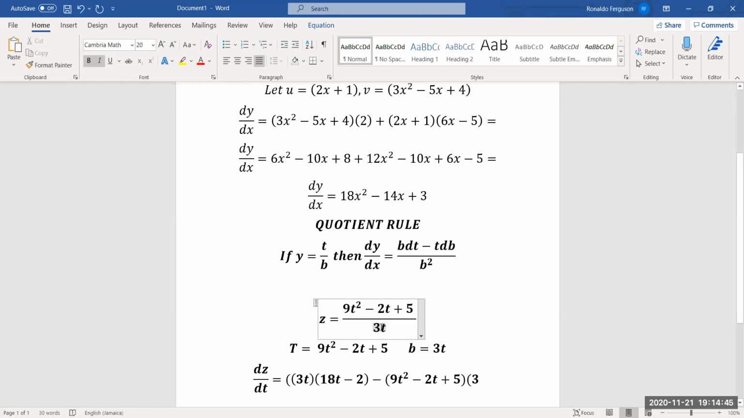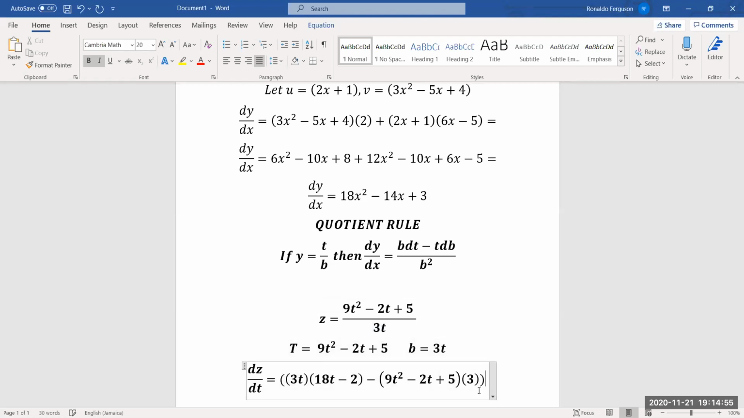When you differentiate 3t, it's just 3. Very good. Then it's all over the bottom squared. What's the bottom squared? Not 3t squared, it's 3 squared t squared, which is 9t squared. All right?